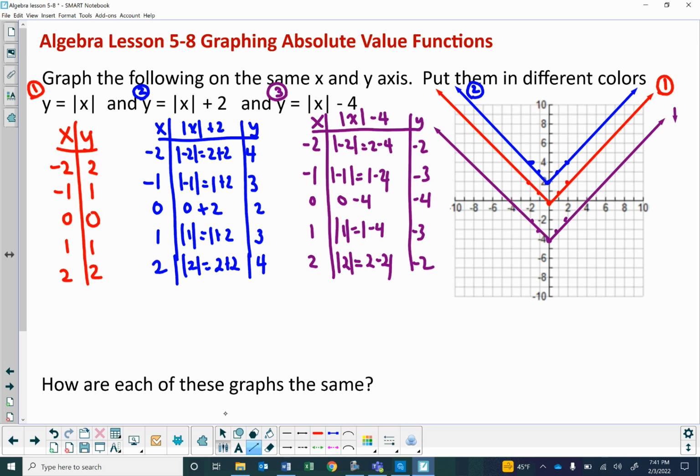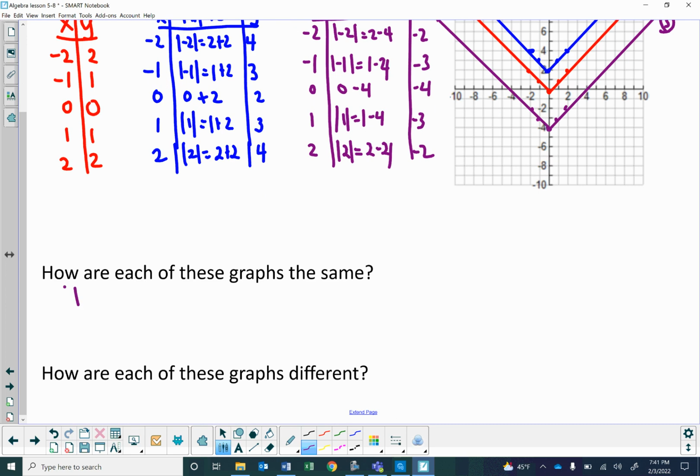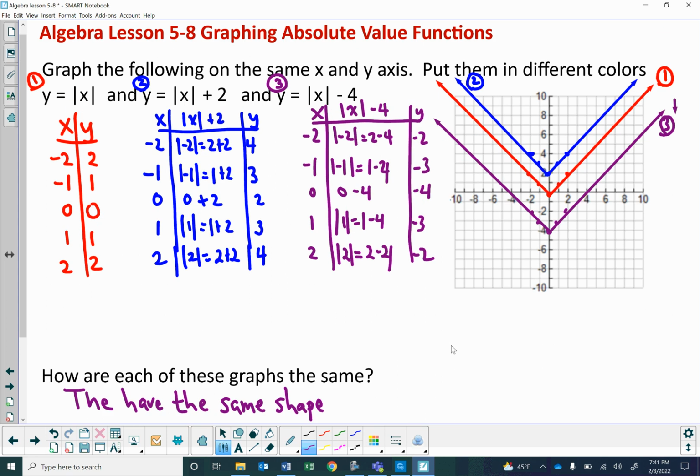Oops, I don't want to write it in arrows. Okay, so how are each of these graphs the same? Well, we can all see that they all are the same V-shaped graph, aren't they? All right, they have the same shape. How are they different?